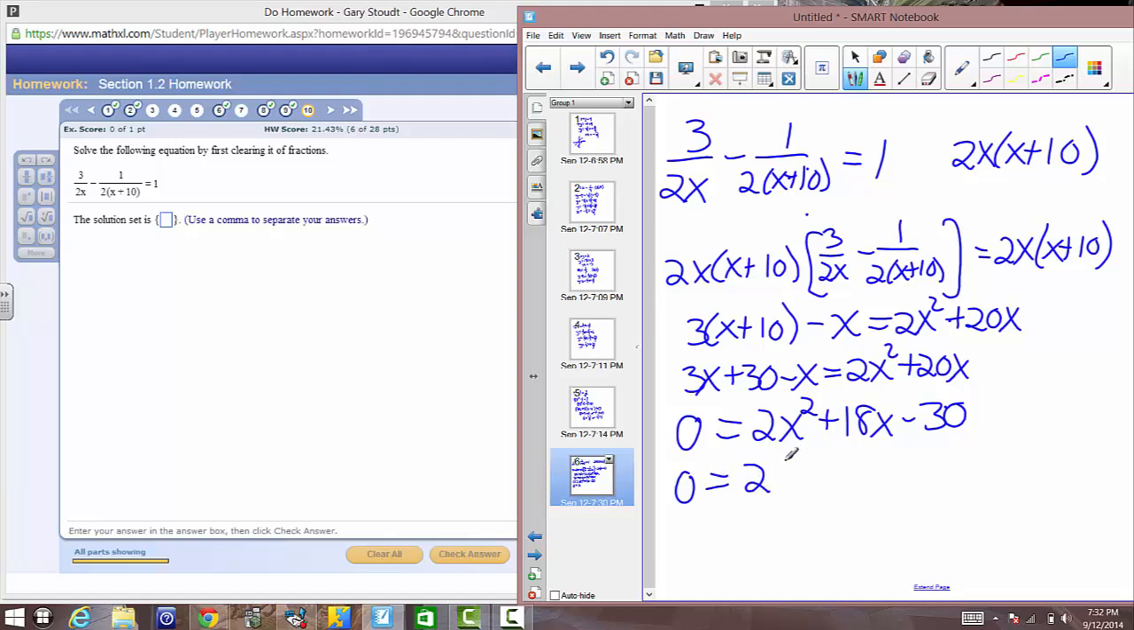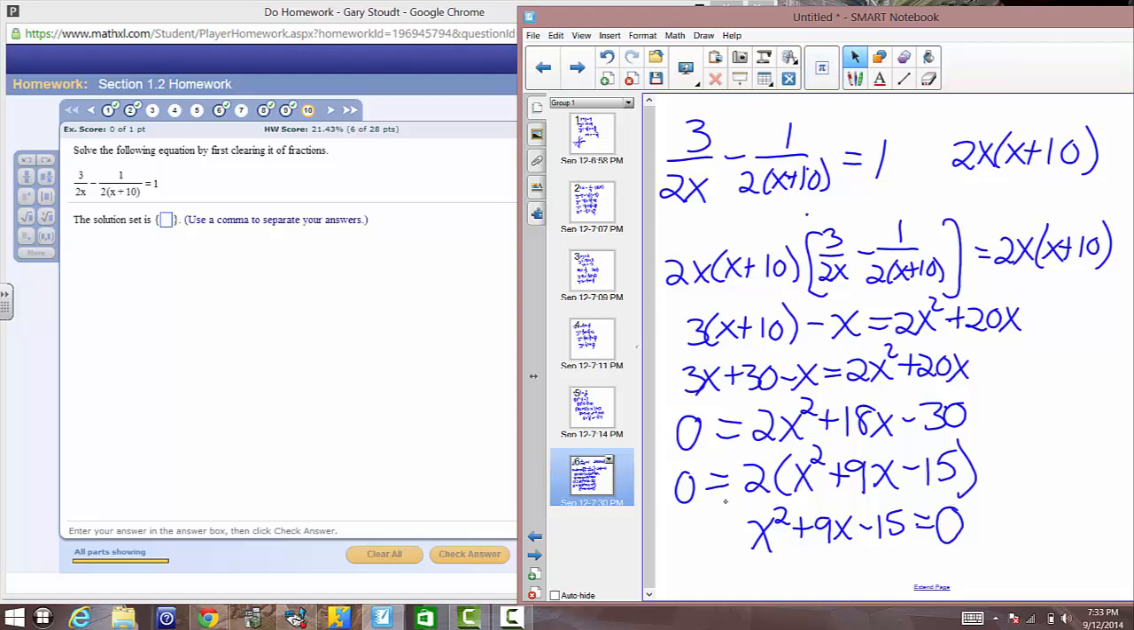You might notice that we can factor out a common factor of 2. So this will be equal to 0 when x squared plus 9x minus 15 is 0. And you can think about that for a while and realize, well, I don't think we can factor that nicely, so we'll have to resort to the quadratic formula. So let's get a fresh page.